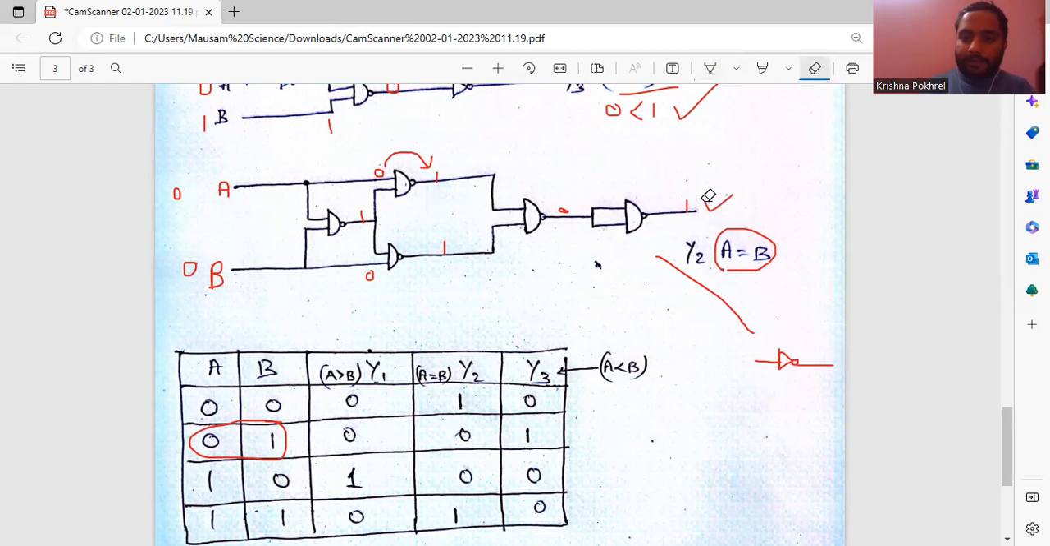So in the other case, let's take A and B not equal. In that case, what happens?